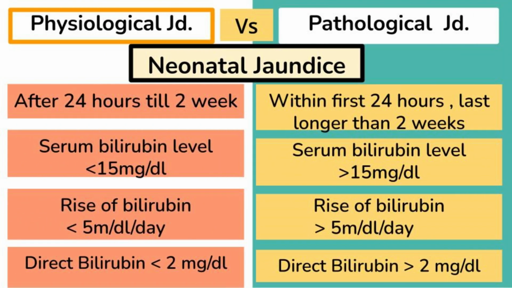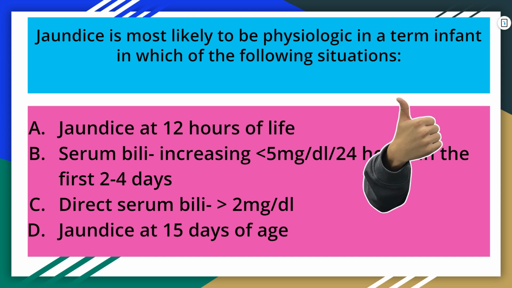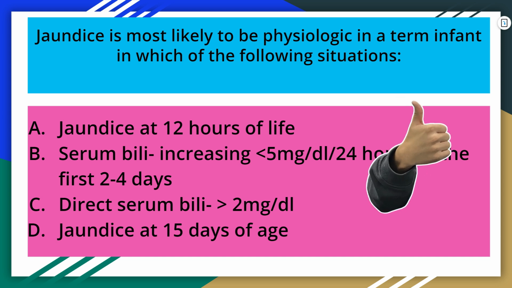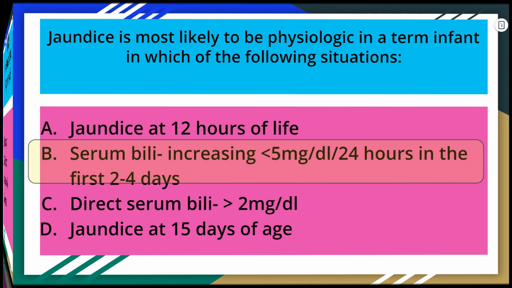In physiological jaundice, direct bilirubin is always less than 2 mg per deciliter, while in pathological jaundice, direct bilirubin is more than 2 mg per deciliter. So, jaundice at 12 hours of life is not physiological. Serum bilirubin increasing less than 5 mg per deciliter per day is physiological. Direct serum bilirubin more than 2 mg is pathological jaundice, and jaundice which persists beyond 2 weeks of life is also pathological jaundice. So the correct answer to this question is option B.